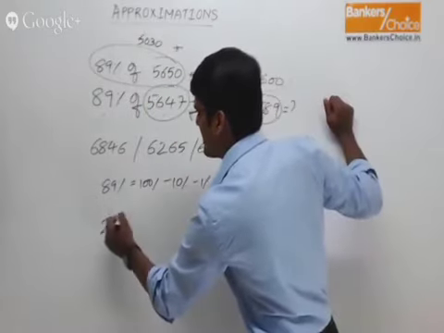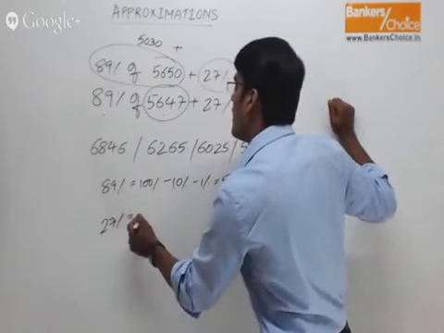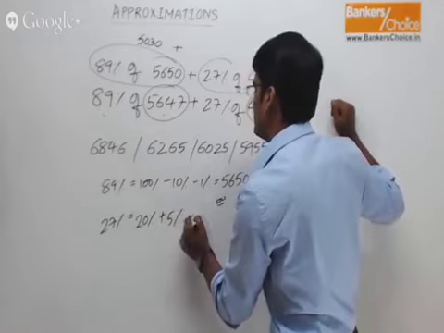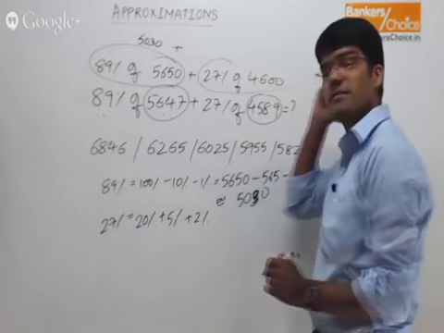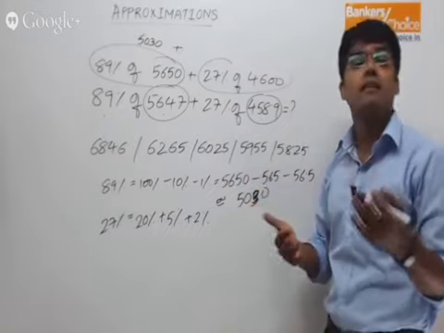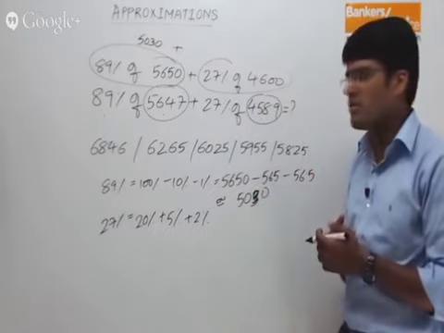What is 27%? If you ask me, 27% is 20% plus 5% plus 2%. Keep it simple. Yes or no? 20% plus 5% plus 2%, or 30% minus 3%, or 25% plus 2%. Anyway, whatever is comfortable for you.